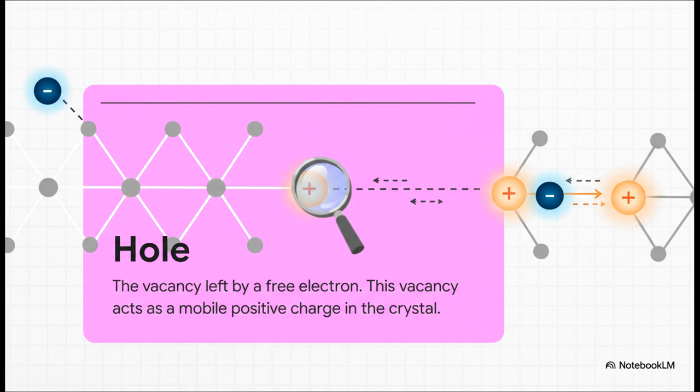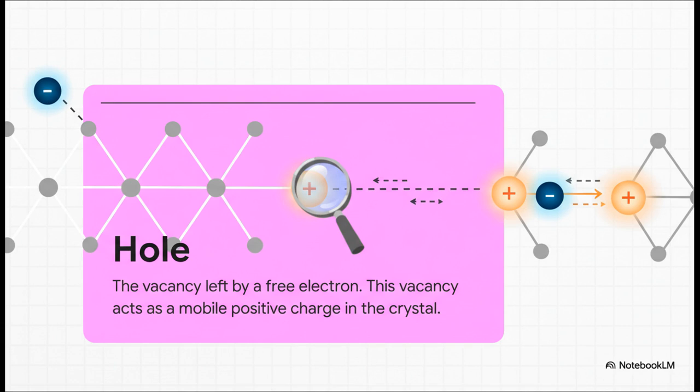And this empty spot has a name, we call it a hole. Now think about it, an electron is negative, right? So the spot it left behind now has a net positive charge. And here's where it gets really, really cool. An electron from a nearby bond can see that empty spot and just jump into it. But when it does that, it leaves a new hole where it used to be.